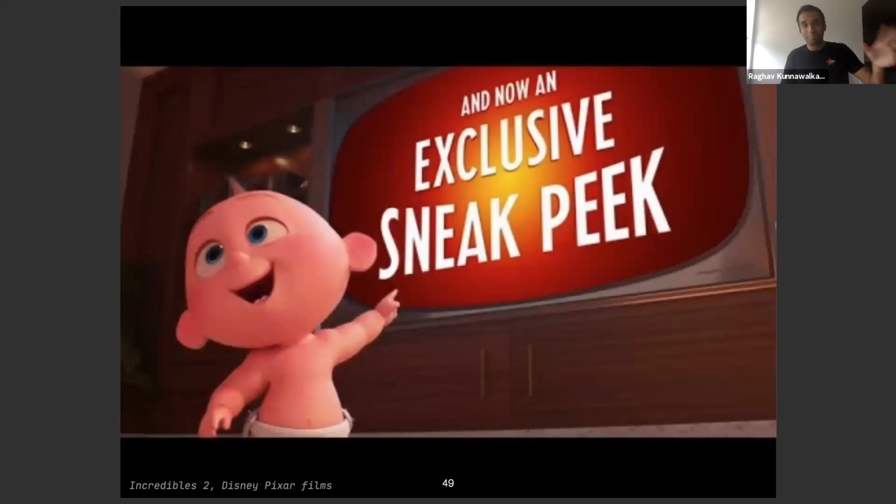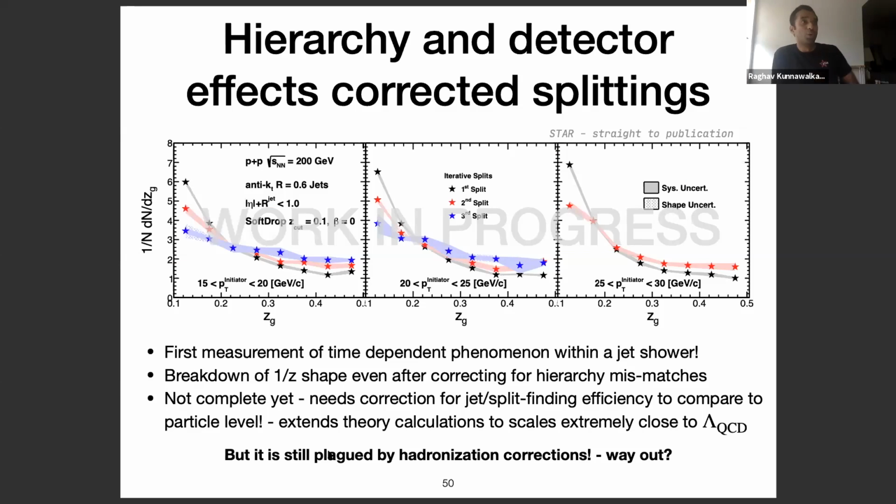And this being a talk, I can give you a sneak preview of what these results are going to look like. This is work that we've been doing for a few months now, and it's going to go straight to publication. I have the first, second, and third splits. It's not fully unfolded, and it's not corrected for the jet finding and the split finding efficiency.